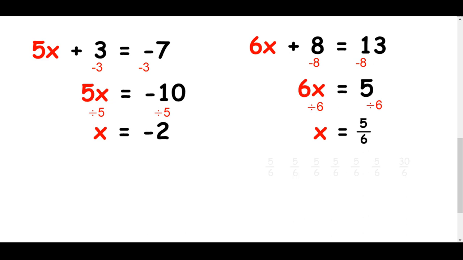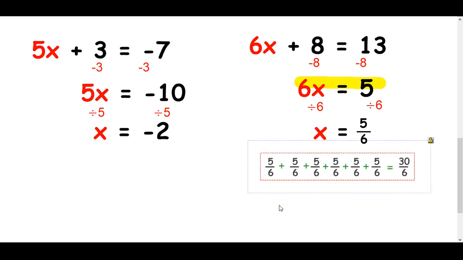And to double check that works, if you think about this idea here, 6 times this should give you 5. Well, let's look at that idea. 6 lots of 5 sixths should give us an answer of 5. Well, 5 sixths add 5 sixths add 5 sixths and so on gives you 5, 10, 15, 20, 25, 30 over 6. Now 30 over 6 is 5.